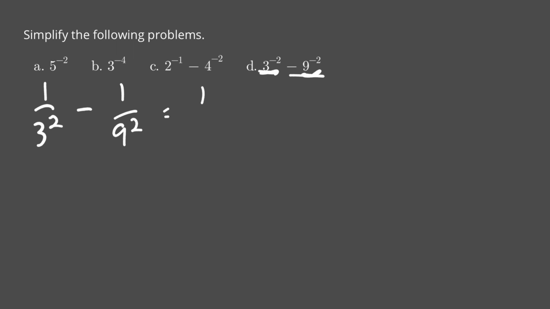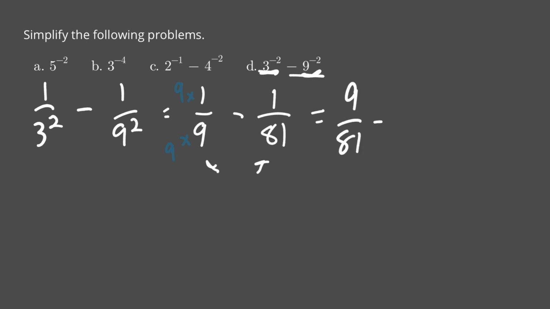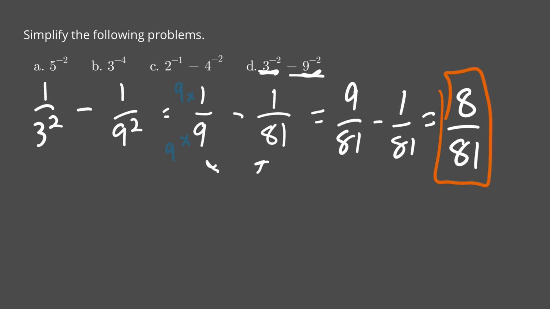So we have 1 over 9, which is 3 squared, minus 1 over 81, which is 9 squared. Again, we have to find a common denominator, so we will multiply the top and bottom of 1 over 9 by 9 over 9. That will give us 9 over 81 minus 1 over 81, simplifying to 8 over 81. And that should be your final answer.